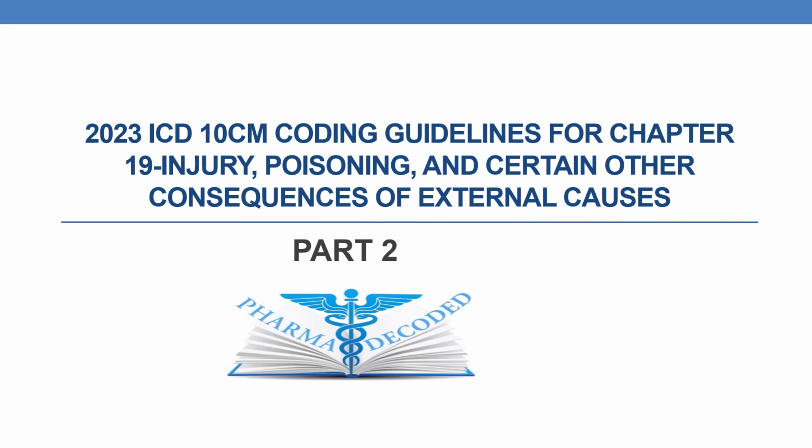Hello everyone, now let us discuss the 2023 ICD-10-CM coding guidelines for Chapter 19, which deals with injury, poisoning and certain other consequences of external causes. Here we will be discussing part 2. This is a continuation of part 1.